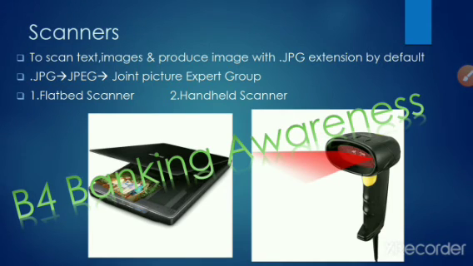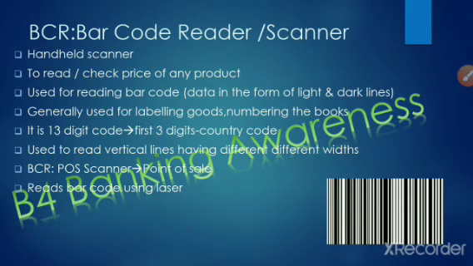Now next we are going to study about the barcode reader, that is BCR, or we can say it as a scanner. It is a type of handheld scanner and it is used to read and check prices of any product. It is used to read the barcode. Then what is barcode? Data in the form of light and dark lines is called barcode. In the exam a question can be asked as what is barcode? Generally it is used for labeling goods and numbering the books.